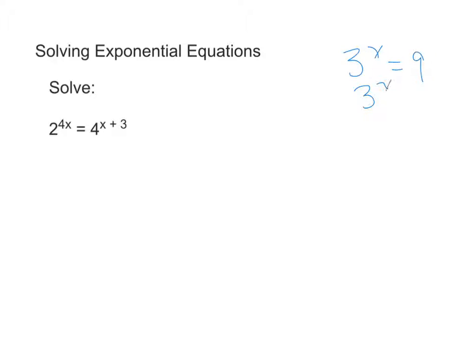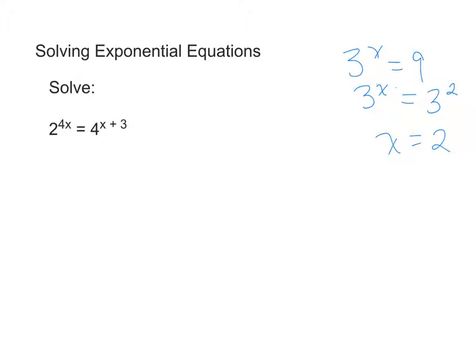3 to the x, and then you take 9 and make the base the same. So 9 is 3 to the power of 2. And once you have the bases the same, you can just drop the bases. 3 to the power of x is equal to 3 to the power of 2. Anna's the only one that got it. x equals 2.